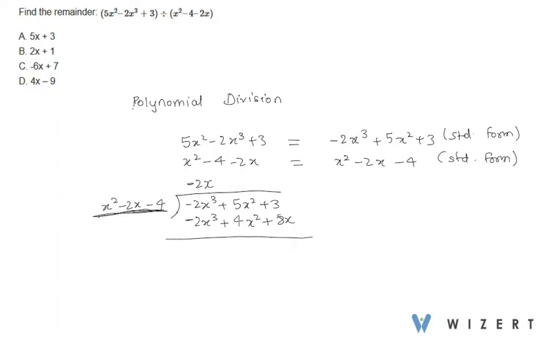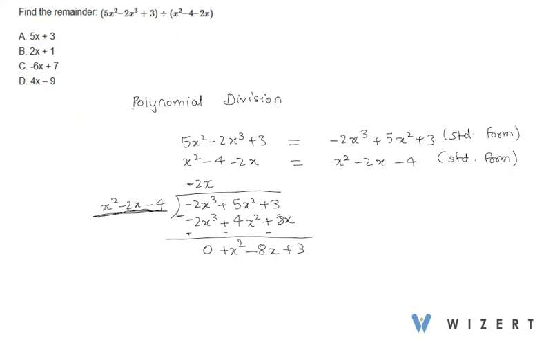Now this we will subtract. When we subtract it, this will change signs. So minus 2x cube minus minus 2x cube will be eliminated, 0. Plus 5x square minus 4x square is plus x square. 8x is written as it is with changed sign, minus 8x, and plus 3.